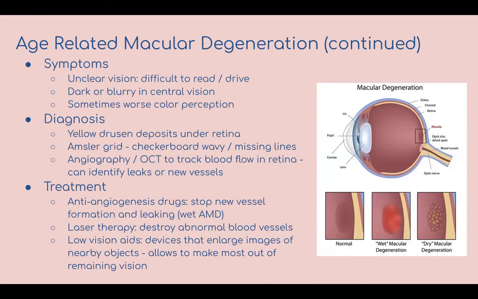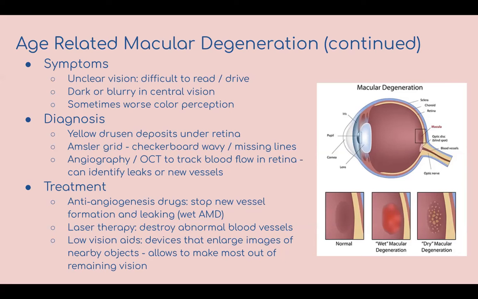Some of the symptoms of AMD are unclear vision, so it can become difficult to read fine print or to drive. It can also cause the central vision to become less clear, so it becomes blurry and dark. In only some people, it causes color perception to be lost.